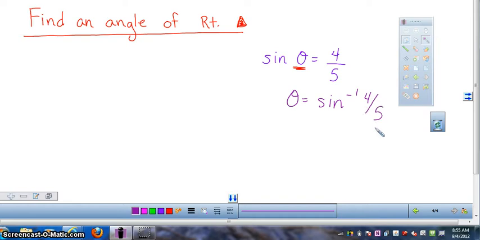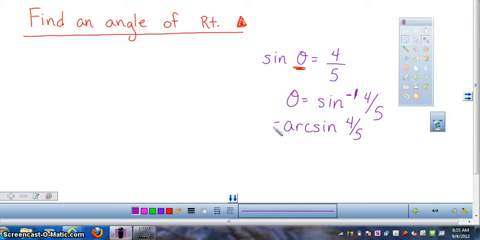Well, this to the -1 right here is something that you're going to see in calc also. That's an inverse function. I actually call this the arcsine. They mean the same thing. So the arcsine of 4/5, sometimes you'll see it written out arcsine. This is also arcsine, or the inverse sine.